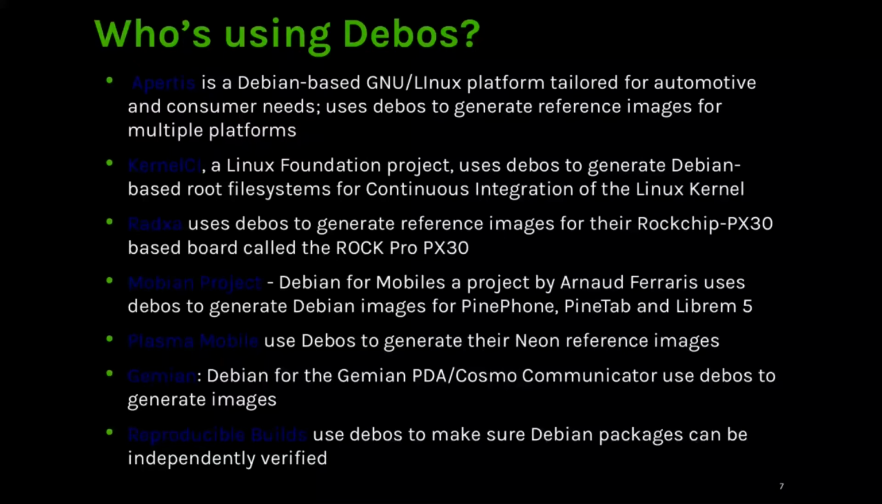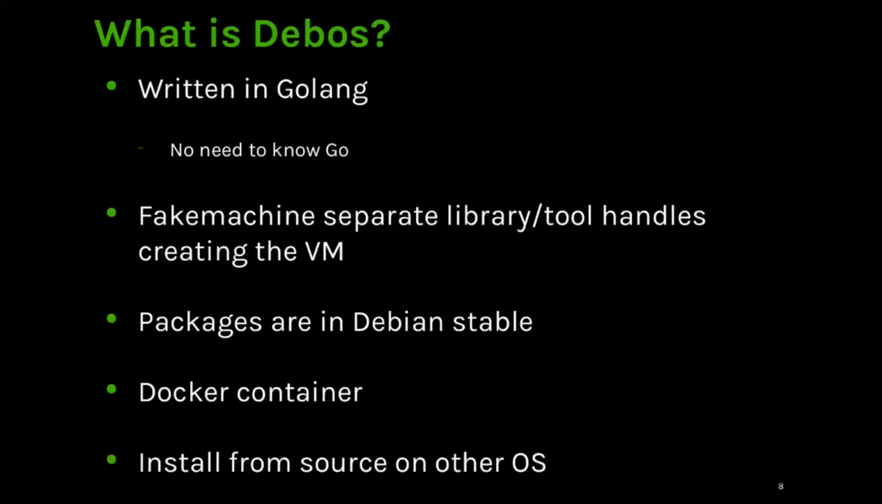But basically the biggest consumers are Apertis, which, as I've already mentioned, is an automotive Linux or sort of Debian derivative. Also Kernel CI, which is a Linux Foundation project, Redaxa, Mobian, Plasma Mobile, loads of mobile projects are using it these days. And also reproducible builds have started using DebOS. And I think Debian now are also starting to use DebOS to generate Raspberry Pi images, which is all very nice. So I've said a lot about this already, but what actually is DebOS?